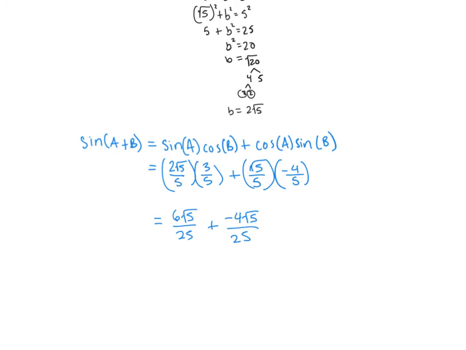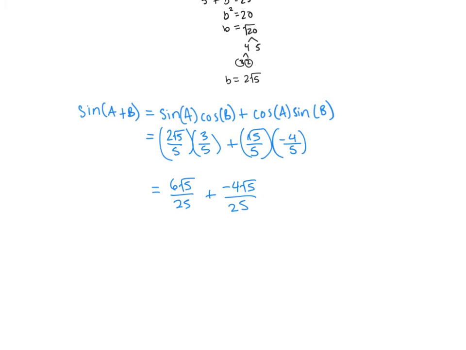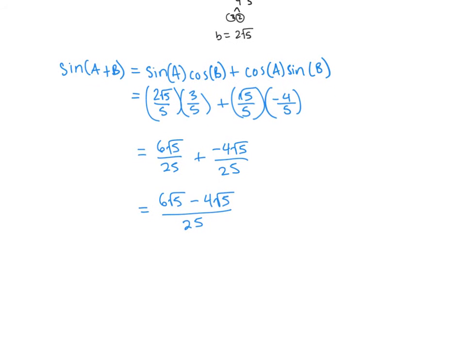And we're in luck. We already have common denominators, so we don't have to find common denominators. So that's going to be 6 rad 5, plus negative 4, so I'm just going to say minus 4 rad 5 over 25. Can we do any more simplification? Yes, we can. 6 rad 5 minus 4 rad 5 is equal to 2 rad 5 over 25. Sweet. So that's going to be the sine.